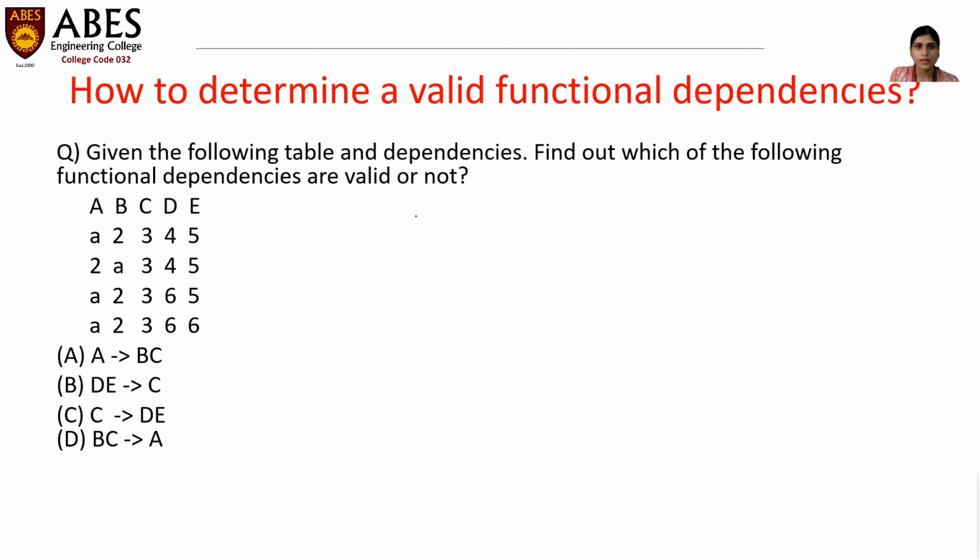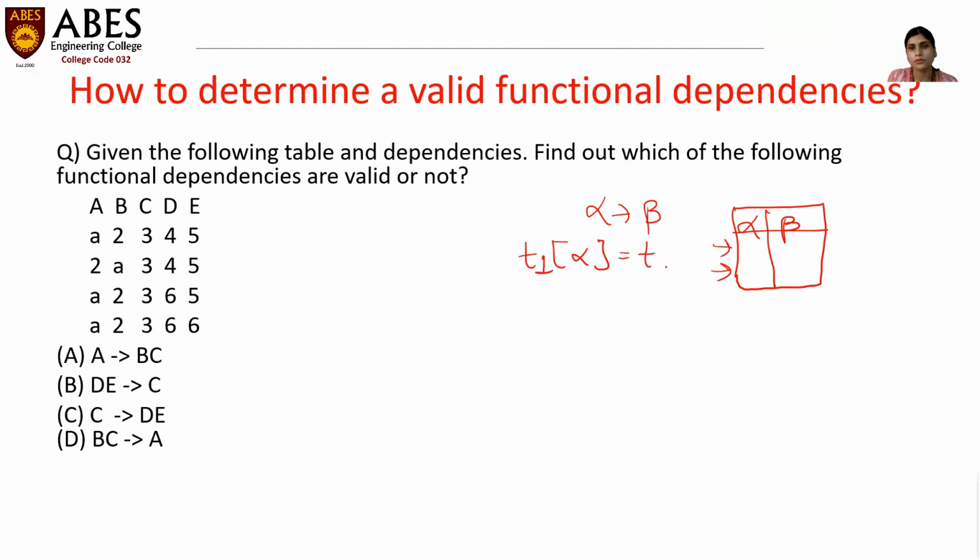I've already explained that for a functional dependency, let me explain it once again. If there is a table which consists of two attributes alpha and beta, and if there is a functional dependency from alpha to beta, then clearly if T1 of alpha is equivalent to T2 of alpha, then it implies that T1 of beta should be equivalent to T2 of beta. That means for the same values of alpha, we cannot have different values of beta.